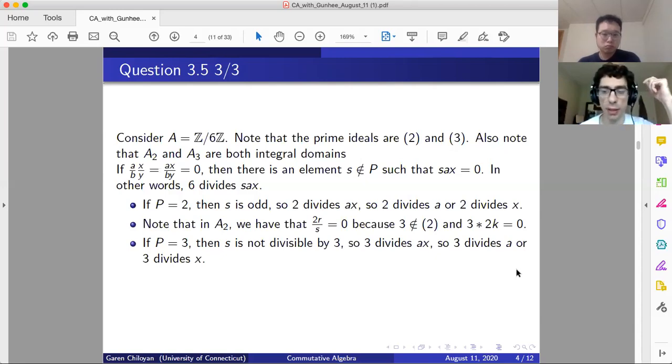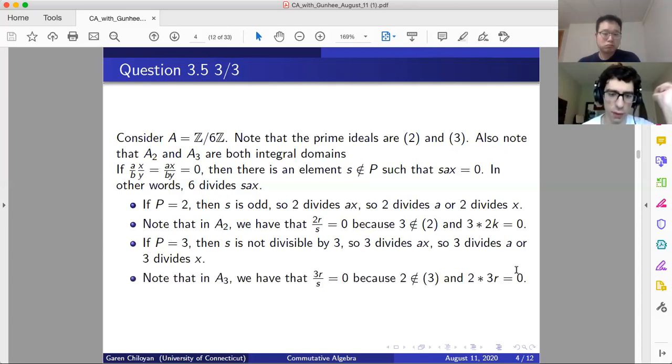So 3 either divides A or 3 divides X. In either case, if you have a numerator which is a multiple of 3, then that fraction itself is already 0, because you have the number 2, which is not in the prime 3. 2 times that fraction will be 0. So A localized at 2 and A localized at 3 are both integral domains.